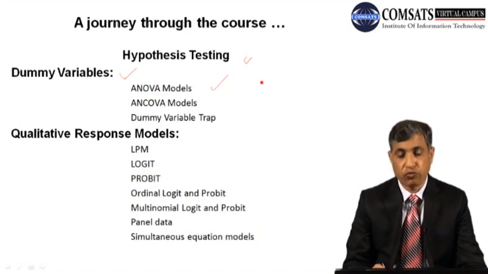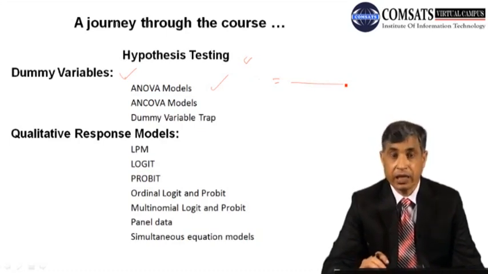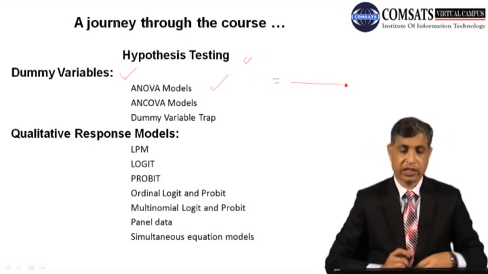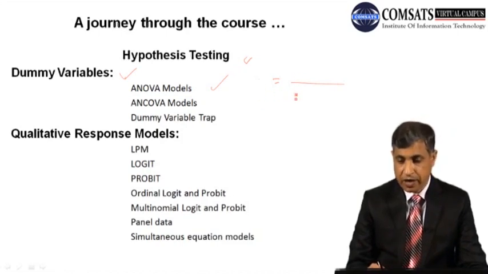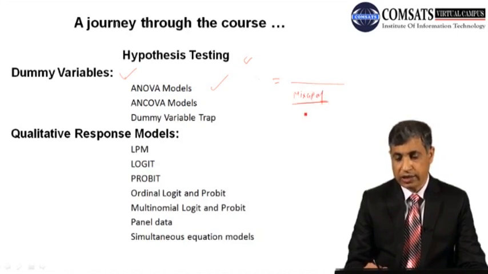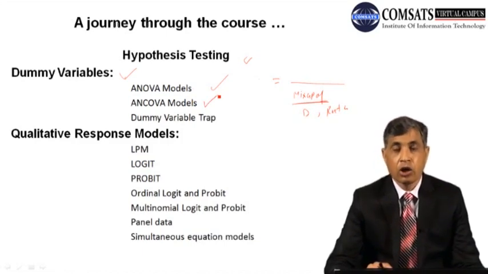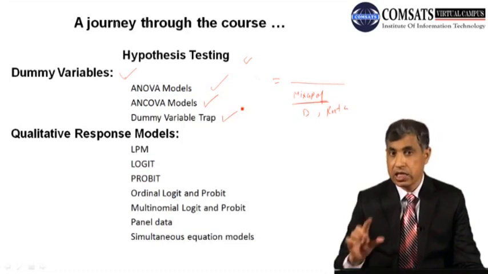Now what is an ANOVA model? This is the equation. If on the right hand side all the variables are dummy variables, then this kind of model is called the ANOVA model. If there is a mix of dummy variables as well as ratio scale variables, then we will call this the ANCOVA model.